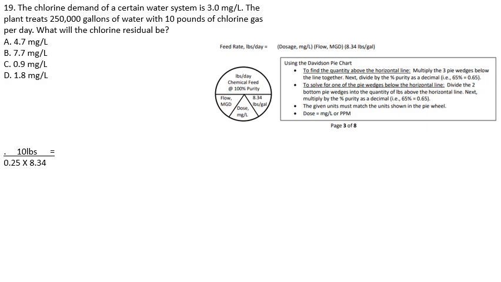We're looking for the dose, 0.25 million gallons a day times 8.34 gives you 4.79. The demand of the system is 3 milligrams per liter. 4.79 milligrams per liter minus 3 for your demand is going to give you a chlorine residual of 1.8 milligrams per liter.